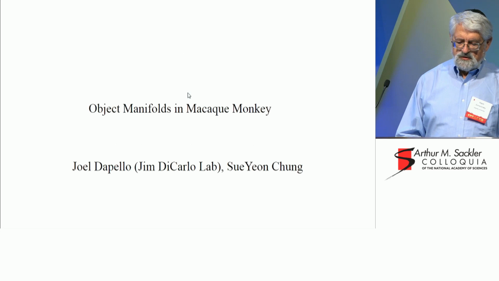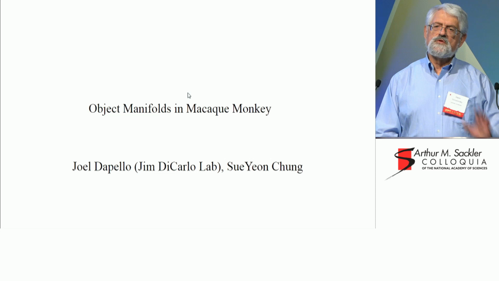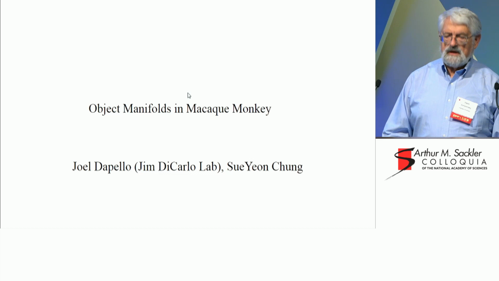And now I'm going to my last experiment. Now we are talking about object manifolds in macaque monkeys. So the monkey is viewing a set of objects. Objects are divided into classes, categories. Each one of them has a lot of variability.